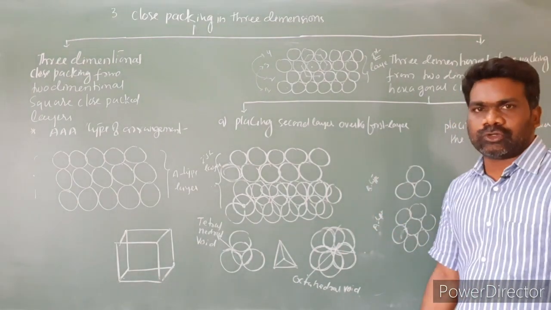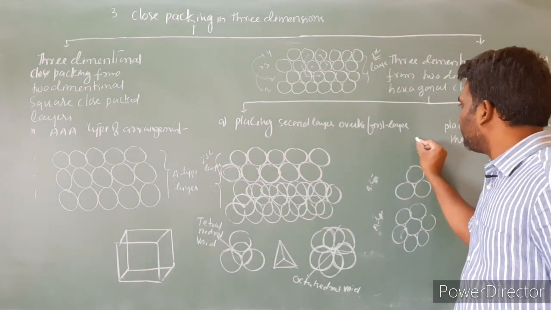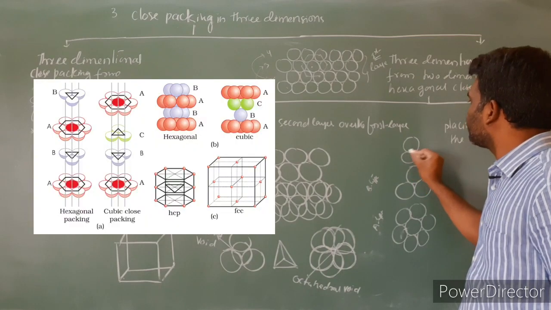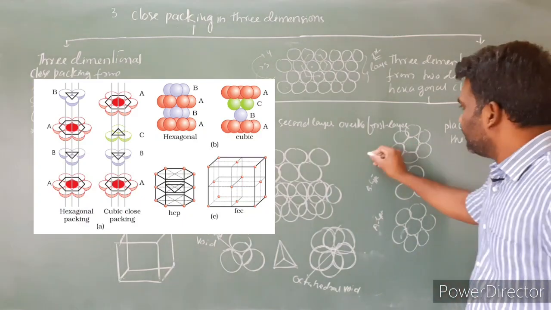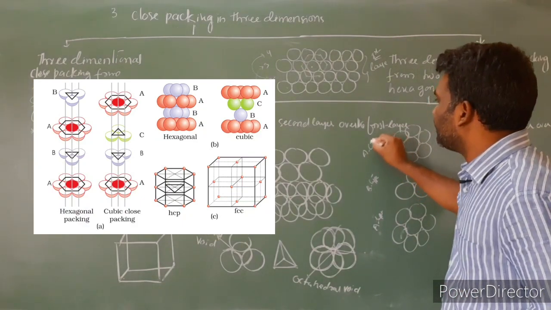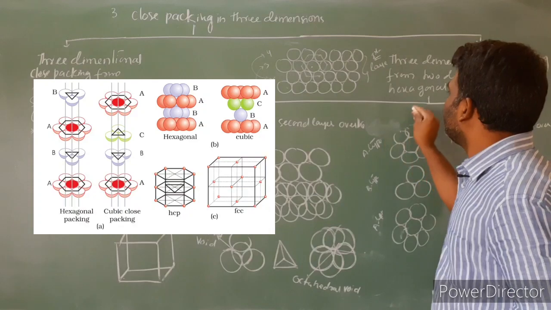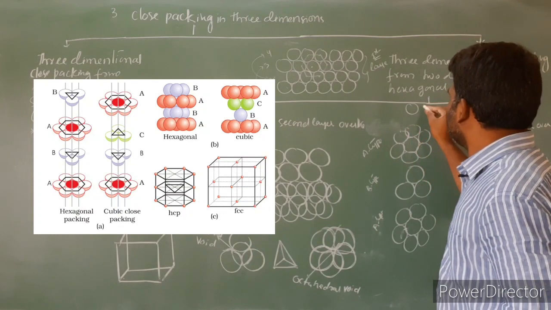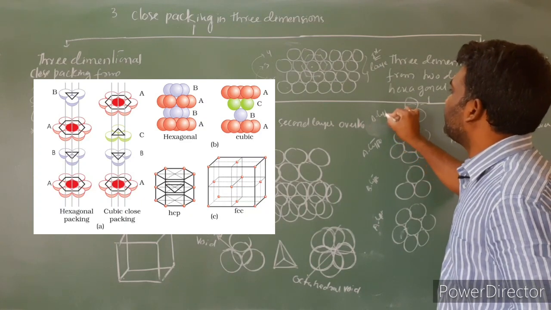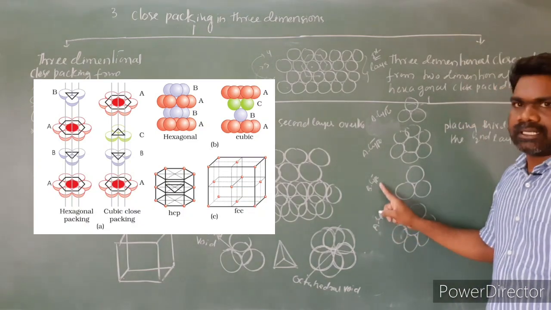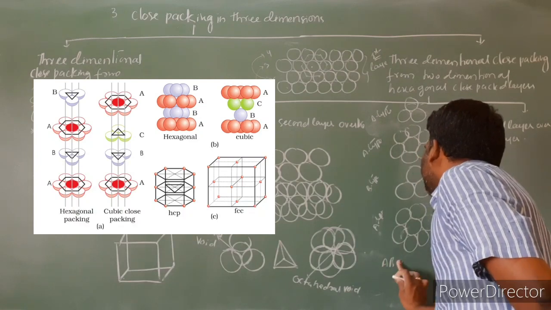Next, placing the third layer. The third layer, exactly this one, I'm placing here. So the third layer is A type. Again we got A type. A type, B type, A type. We have to write one more layer. So this is a B type layer. So A type layer, B type layer, A type, B type. So this arrangement is nothing but the AB type of arrangement.